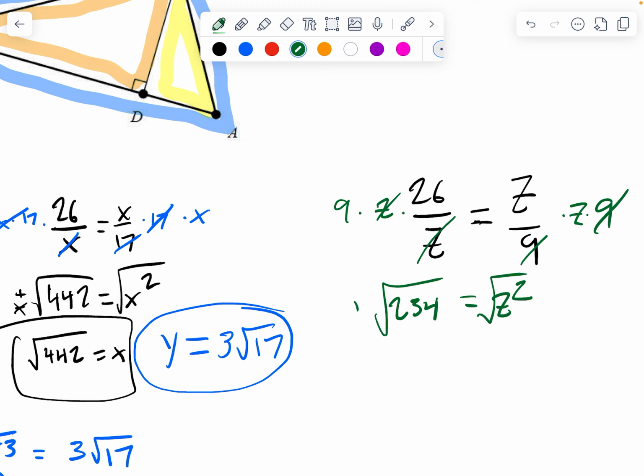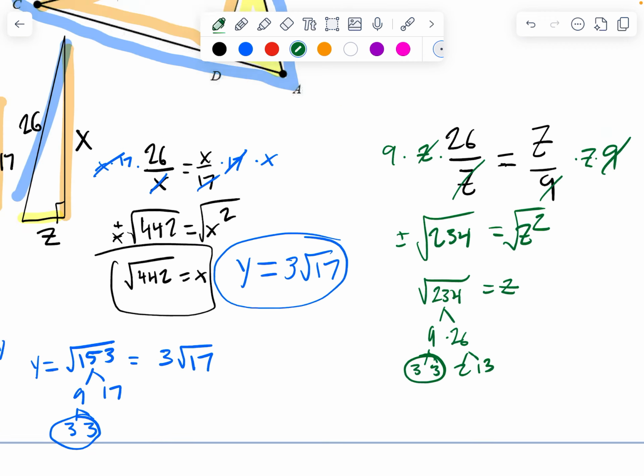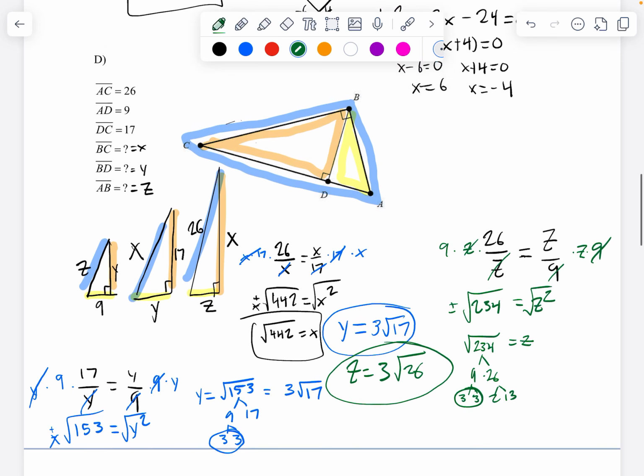Square root. Plus minus, again, not going to use the negative in this case. So we have square root 234 equals Z. This is 9 and 26, which means that this is 3 and 3, 2 and 13, right? No more pairs other than that 3, so 3 will come out. And then 2 times 13, or in other words, 26, is what stays behind. And there you go. Answer, you're done.